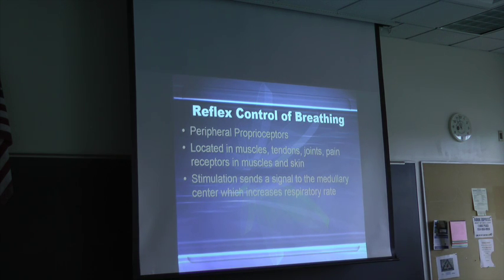I'd like to know why, when you're in shape, you breathe less than when you're not in shape. Does it have anything to do with these receptor sites? More efficient. Okay, your body's more efficient? So does that deaden these receptor sites from stimulating an increase in respiratory rate?